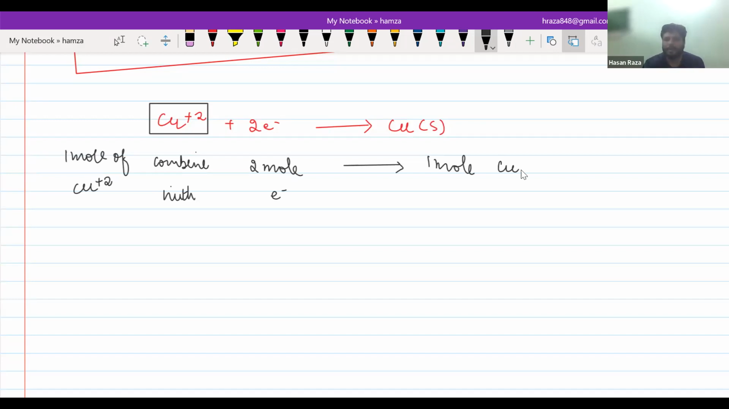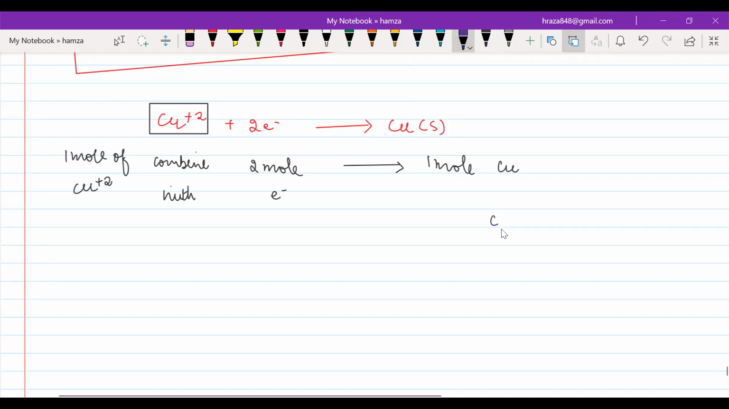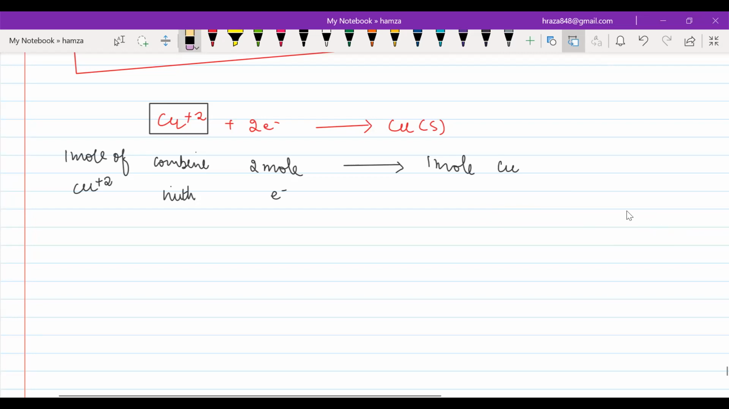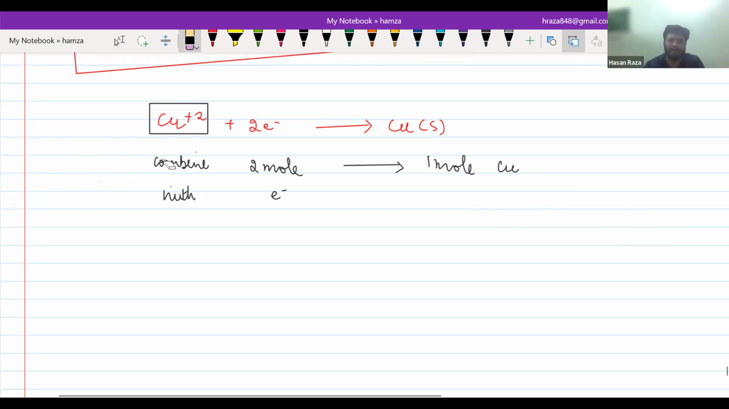In class 11th you have studied that CH4 plus O2 will give CO2 plus 2H2O. Like this, 1 mole of CH4 reacts with 2 mole of O2 to give 1 mole of CO2 and 2 mole of H2O. Have you studied this? Yes. Now see, we don't need this. So I'm going to write 2 mole electrons will give 1 mole Cu. That means, can I write 2 Faraday will give 1 mole Cu? Yes or no?